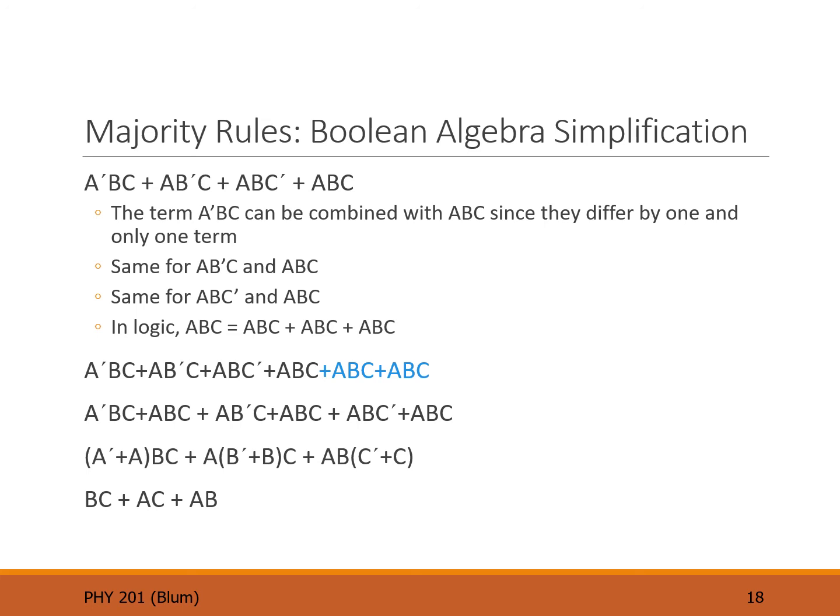So A prime B C will get together with one of the copies of ABC and will eliminate the A, giving us BC. A B prime C will get together with a copy of ABC, and we will eliminate the B, giving us AC. And ABC prime will get together with one of the copies of ABC, and we will eliminate the C, giving us AB.